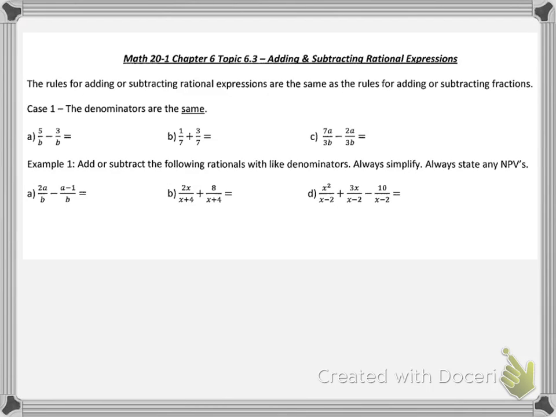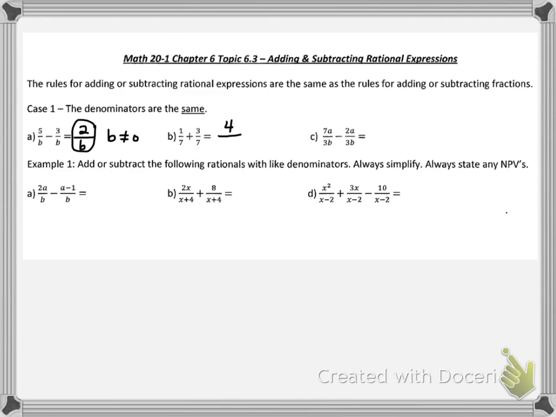Okay, today in Math 20-1, we're looking at Chapter 6, Topic 6.3, Adding and Subtracting Rational Expressions. Well, let's just review a little bit. To add fractions that have the same denominators, you just add the numerators. 5 over b minus 3 over b would be 2 over b, and b cannot equal 0.